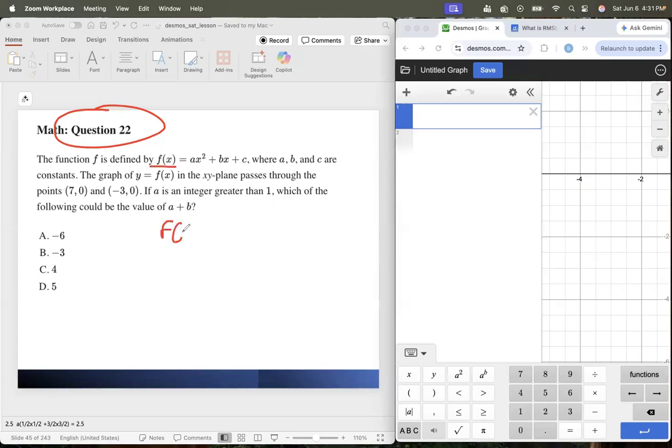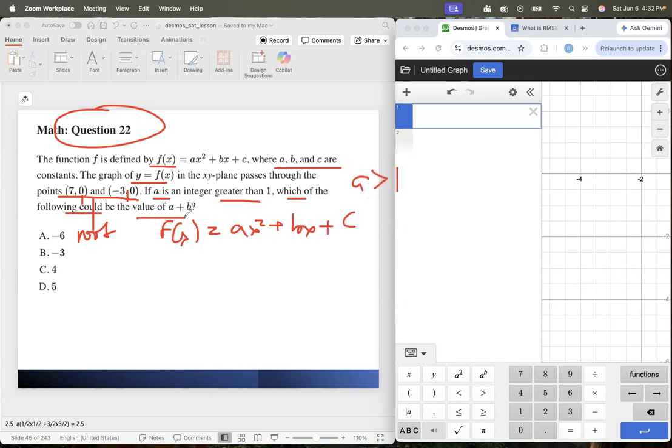They're giving you f of x is equal to what? a x squared plus bx plus c, where a, b, and c are all constants. They say this function passes through this point. Just by looking at it, 0, 0, I know this is the root. Boom, I finished. a is an integer greater than 1. Therefore, a is greater than 1. What is the value of a plus b?